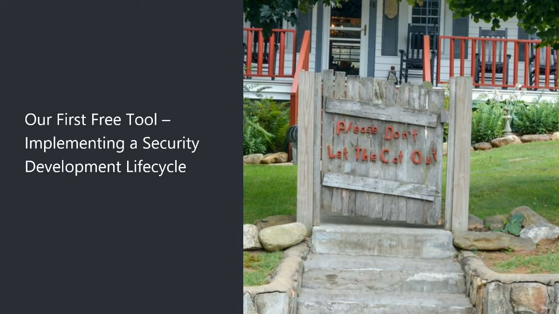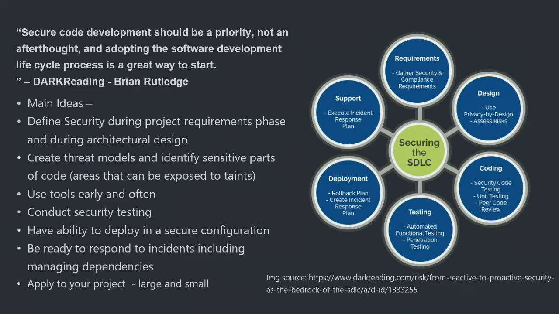So our first free tool that I'm going to briefly talk about is more of a process, and that's using the security development lifecycle. So if you see from my image here, this is an example of a failed security mechanism, right? You have a gate with no fence and don't let the cat out. And that's what we're trying to avoid by taking some reasonable thought when we're designing software.